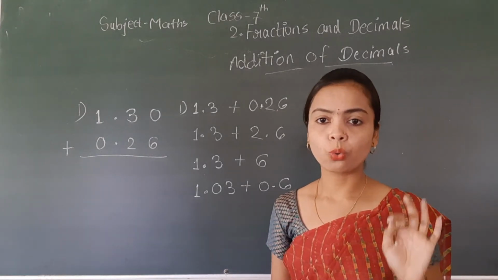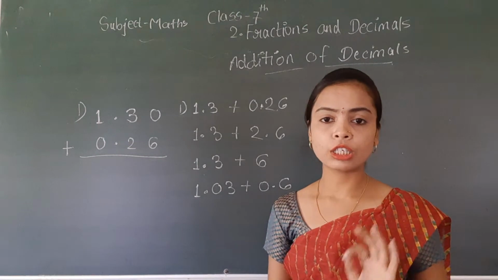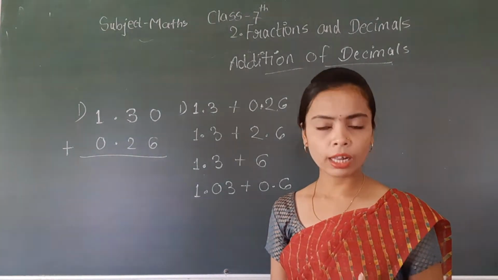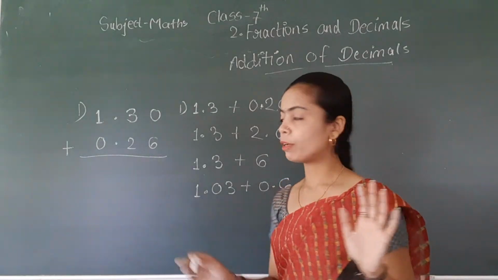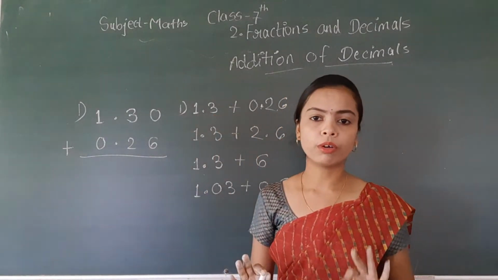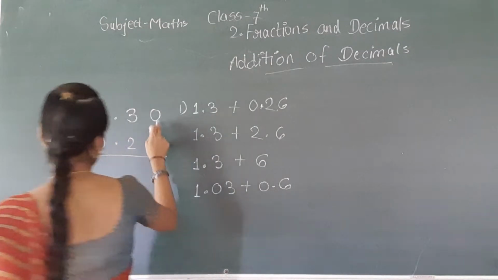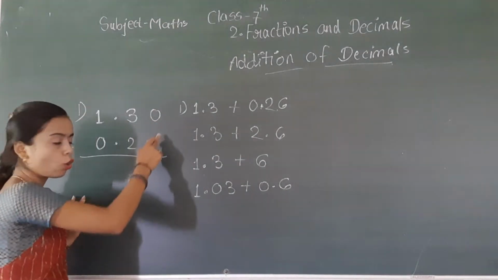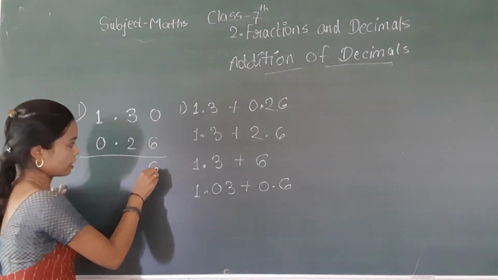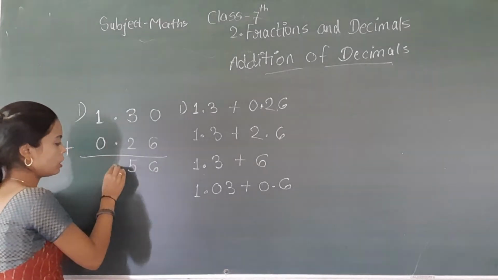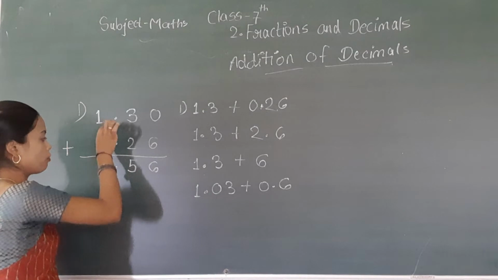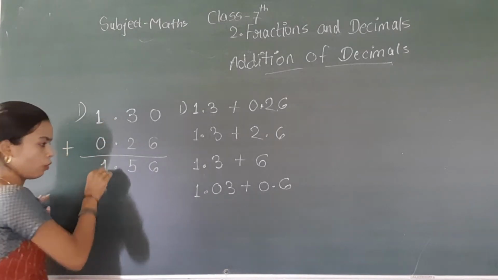Just write 0 there. If you are not writing 0 in addition, it will not hurt you, but in subtraction you will get confused. So make it your habit to write 0 when there is no number given. Okay, so 0 plus 6 is 6, 3 plus 2 is equal to 5. Point के नीचे आएगा point, and 1 plus 0 is 1.